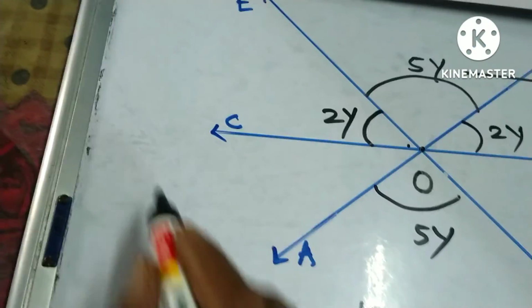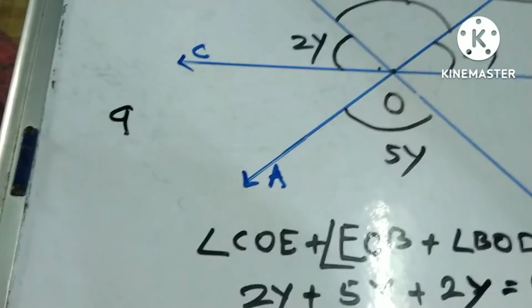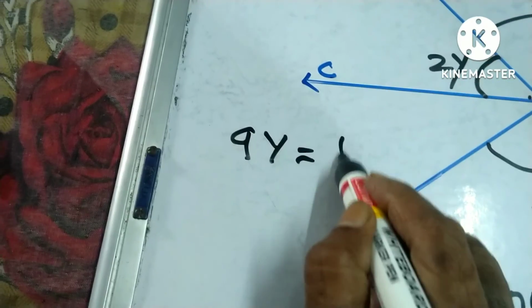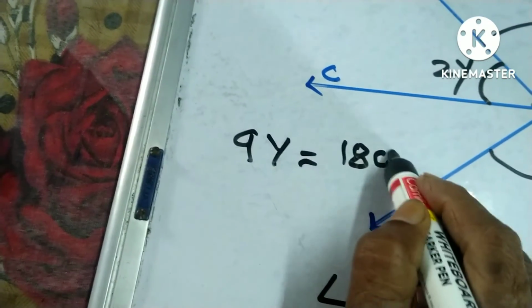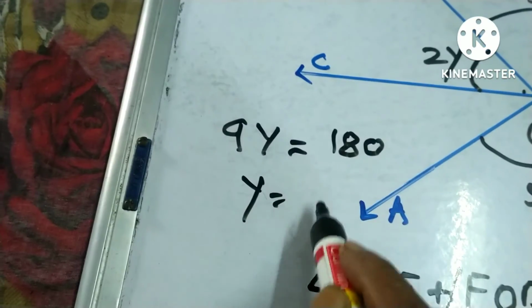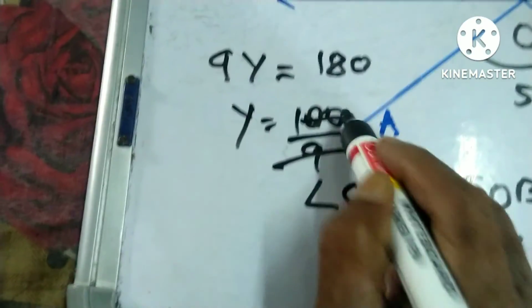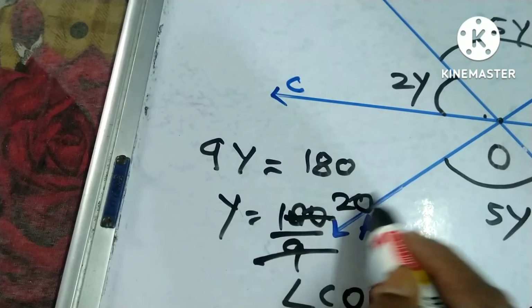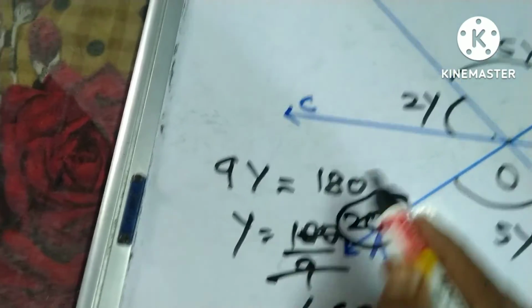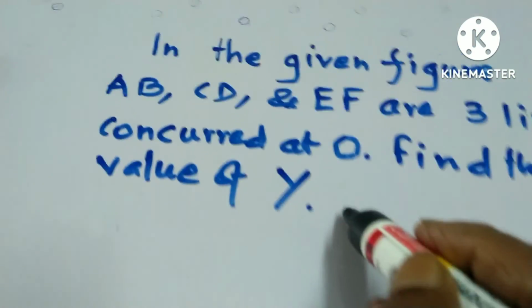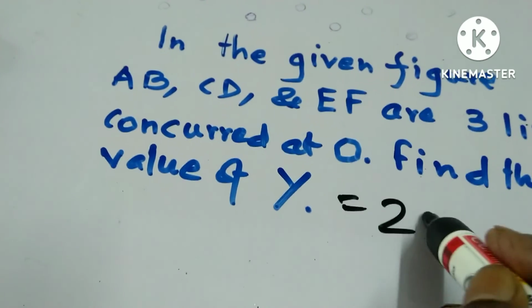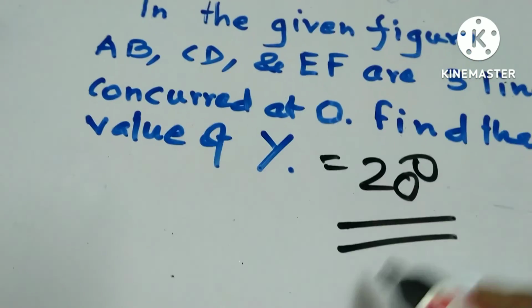So 9y, if you add, you will get 9y is equal to 180. So y is equal to 180 divided by 9, it will be 20 degrees. And this is the answer. Y is equal to 20 degrees.